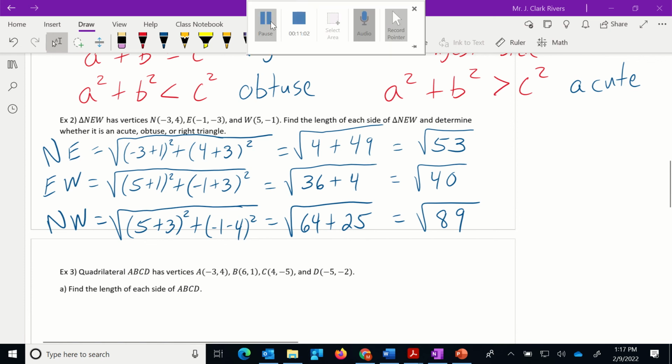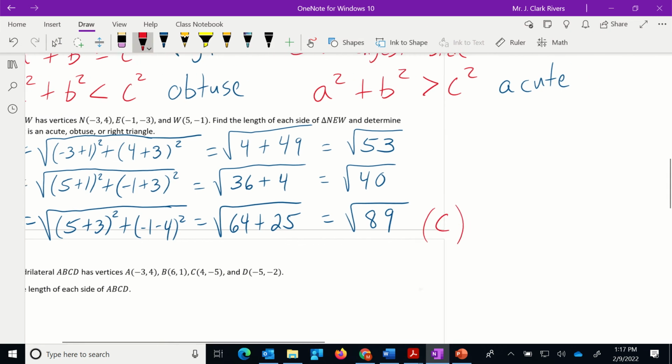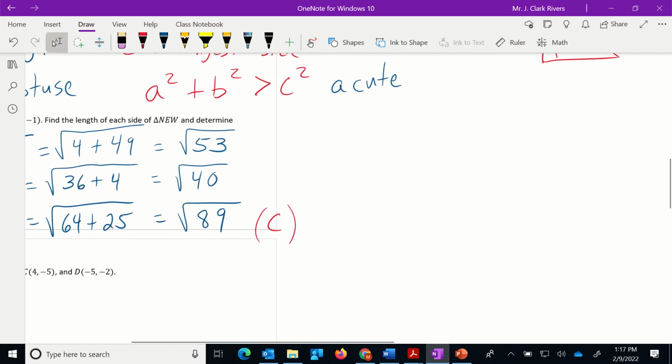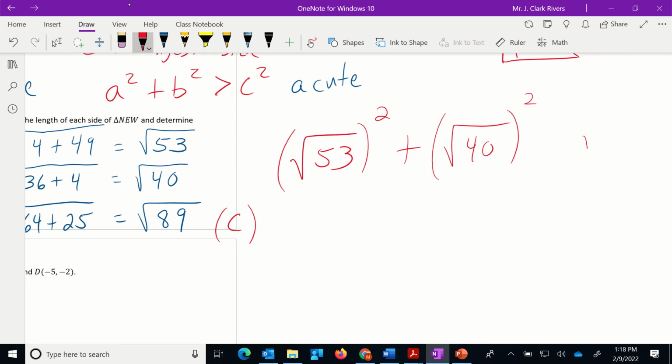Okay. So now that we have that, what's going to be C here? NE, EW, or NW? NW is going to be C. It's the longest side, right? C is NW. So it's going to be leg squared. That's the square root of 53 squared plus, I shouldn't say leg because it might not be a right triangle, right? So shorter side squared plus the other shorter side squared. How does that relate to the longest side? C squared.